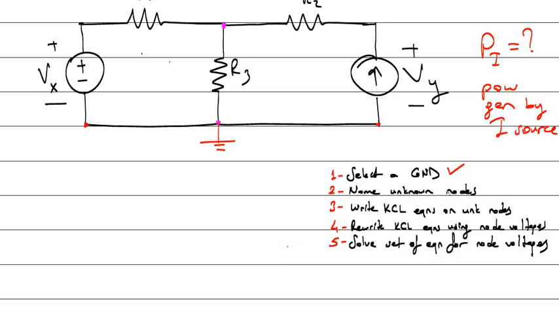Name unknown nodes. Give some names if the value of voltage of that node is not known. What's the voltage of ground? 0. Ground is an assumption. You assume it's 0 volts. There is a voltage source. Its value is Vx. Voltage source always maintains a fixed voltage between 2 points. So if this point is 0, what's the value of this point? Vx.